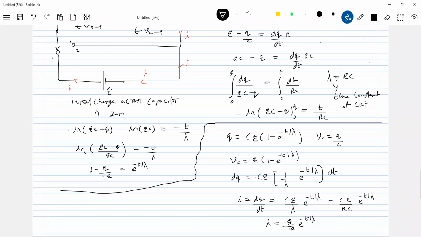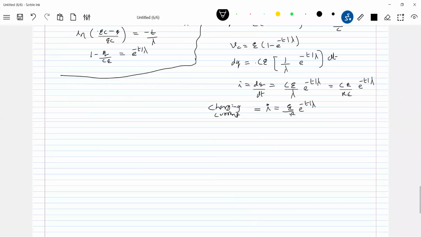Look at the current. This I'll call the charging current, because this current is responsible for increasing the charge across the capacitor. So it will also vary exponentially. Put t equal to 0, initially E by R, after a long time it will become 0. So that is how all the quantities vary. Almost every problem you do, you come across equations of this kind only.